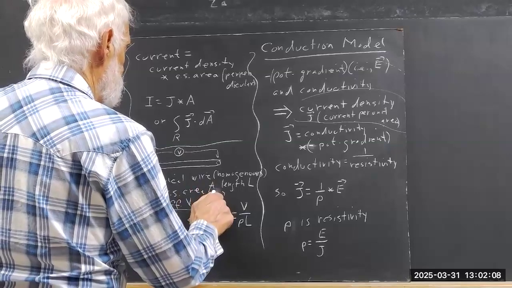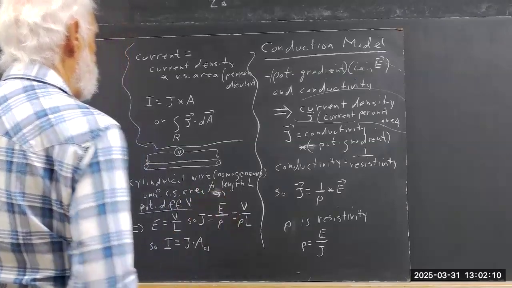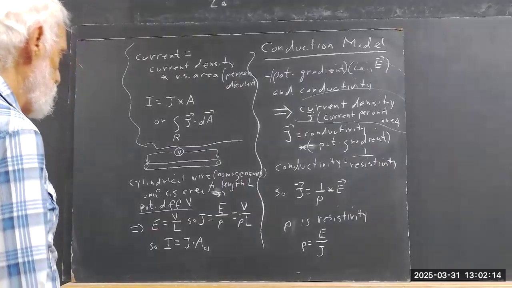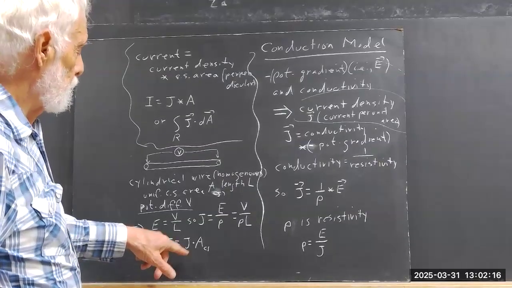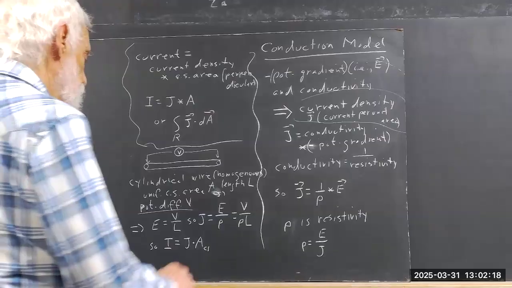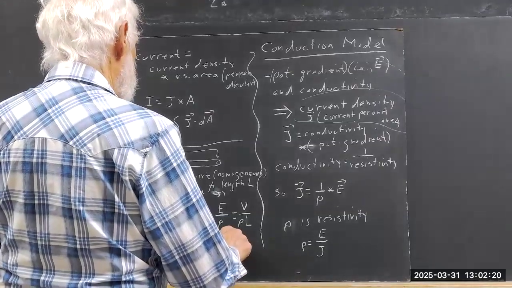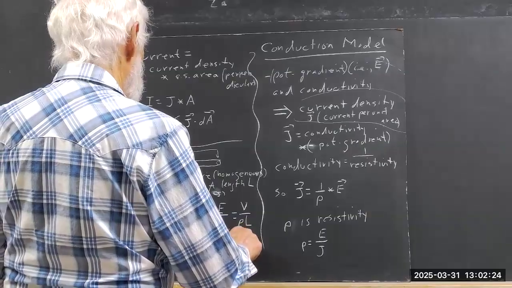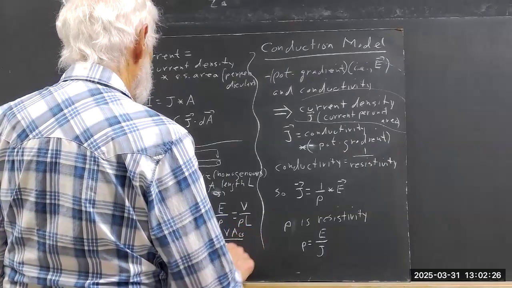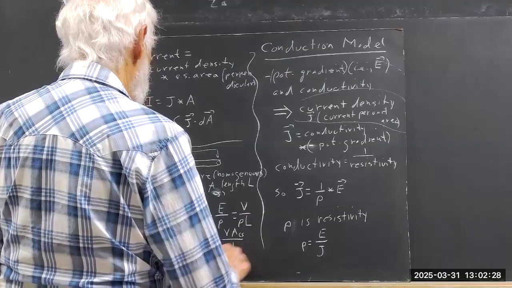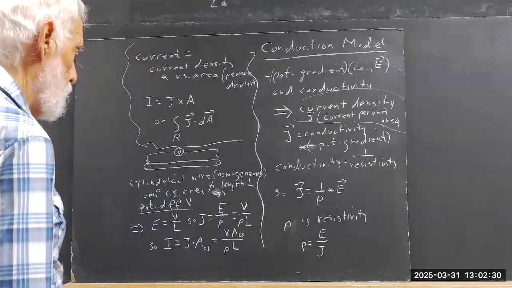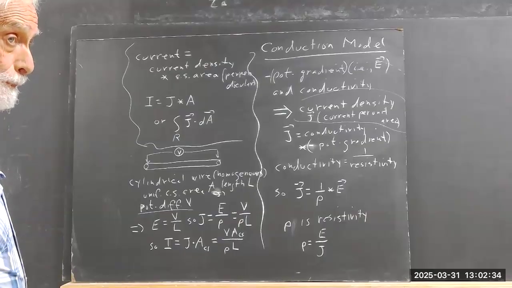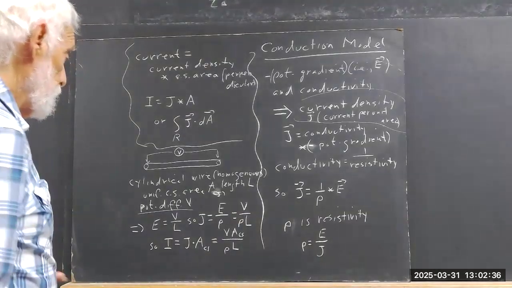I'll put a CS in this A, so you can read it. When you multiply your current density by your cross-sectional area, you get V times A_CS over rho L. And it makes sense.